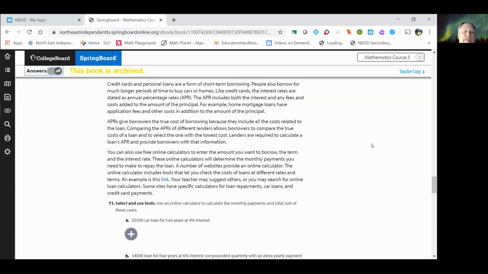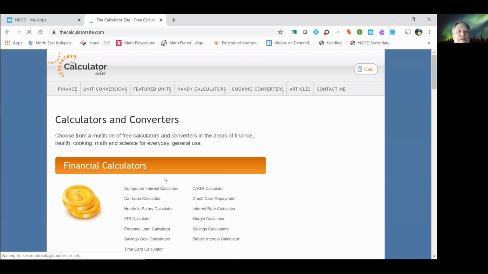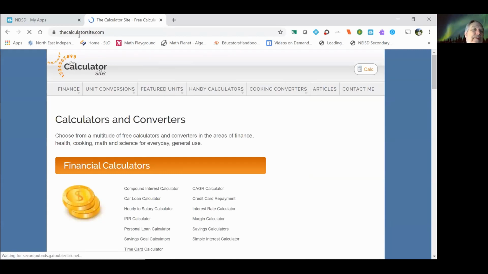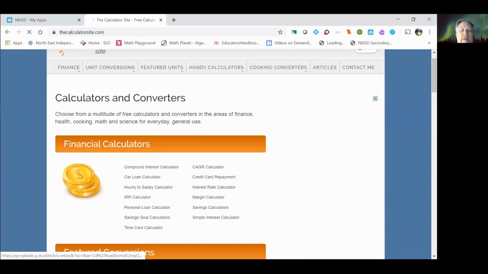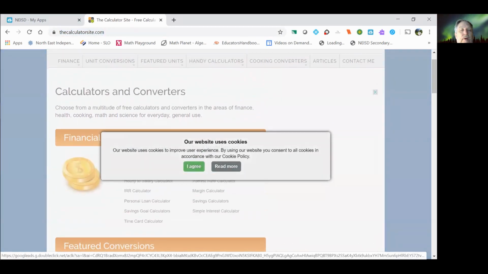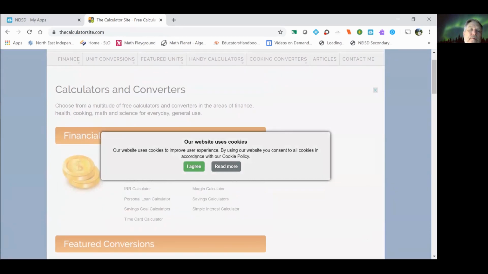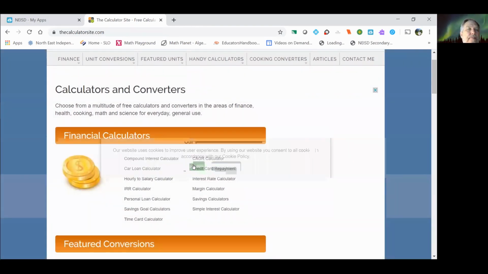Now, obviously, your book doesn't have a link. You can go on the online version for the link, but it also should have a website in your book. If not, just Google. Let me look at this link and see what it goes to. Yeah, it says the calculator site. That's what it's called. The website is called thecalculatorsite.com if you're interested in going there. And there's a whole bunch of different calculators that you can look at. And these also could help you with some of your homework if you want. Okay. I like these.